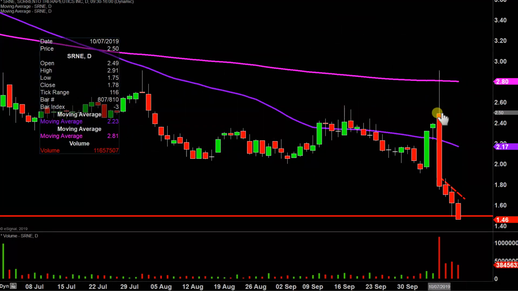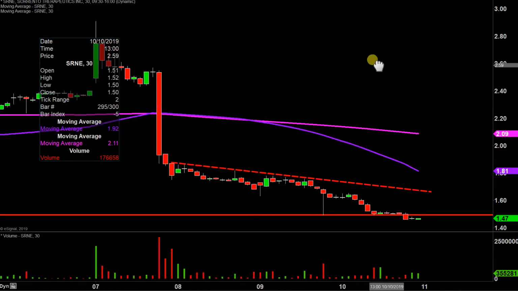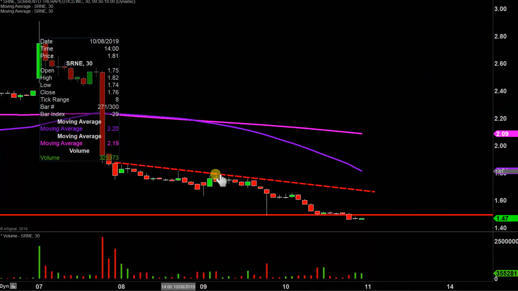But ever since the pump and dump move right there, it's been a slow and steady bleed, best represented by that resistance trend line there. So we can go back and end on the 30-minute time frame, which is where we started. Keep an eye on that trend line. As long as the price is below that line, the bears 100% are in full ownership of the chart.